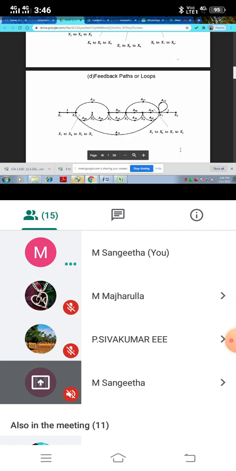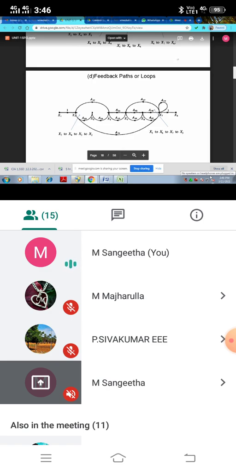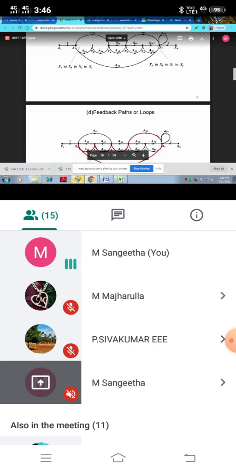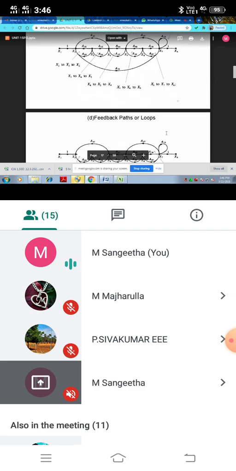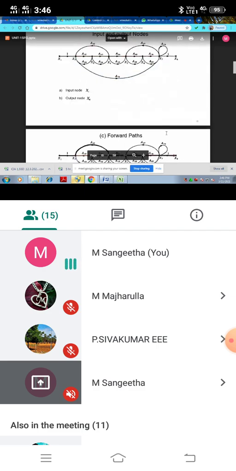Before that, we have to know what is meant by del. Del is nothing but 1 minus the sum of individual loops, plus the sum of two non-touching loops, minus the sum of three non-touching loops. These collections are carried from the problem we solved earlier. This is the signal flow graph, and we have seen so much explanation of this.